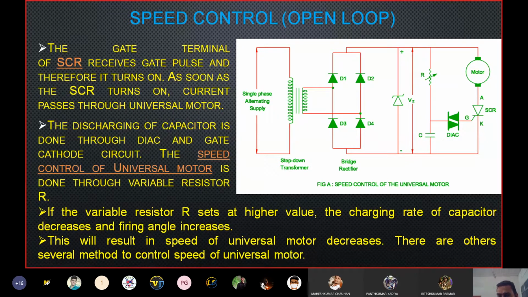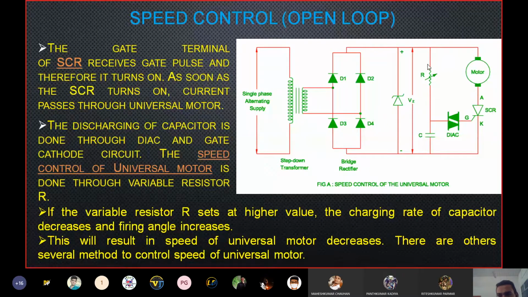Okay, so when it takes more time, that means the firing angle of the SCR increases, or the SCR takes more time to fire. So as the firing angle increases, it will decrease the motor speed. Okay, so there are several methods to control the speed of a universal motor, understood?